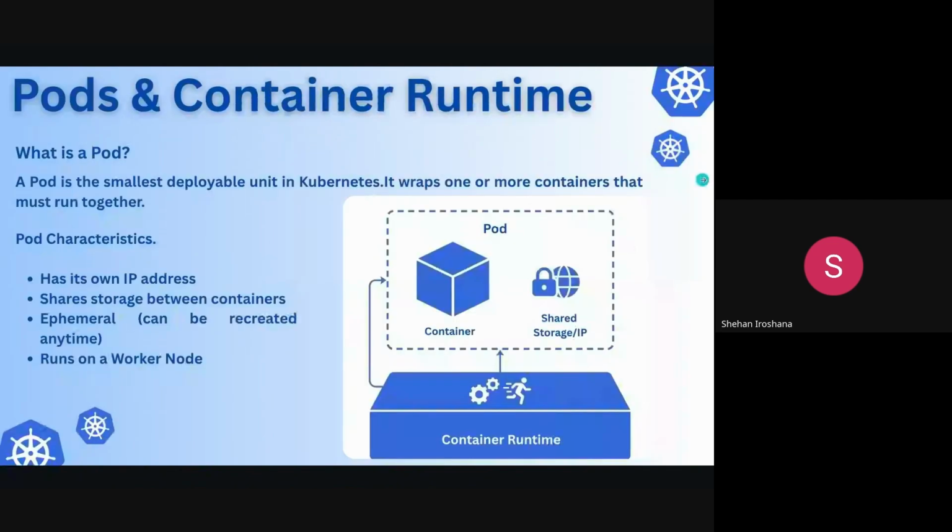Now that we covered networking, let's talk about the actual unit running applications: pods and container runtime. So what actually runs on the worker node? That's the pod. The pod is the smallest deployment unit in Kubernetes. It can contain one or more containers that need to run together. Each pod has its own IP address and can share storage between containers inside it. Pods are ephemeral, meaning they can be destroyed and recreated at any time. Pods always run on worker nodes and they are what actually executes applications inside the cluster.